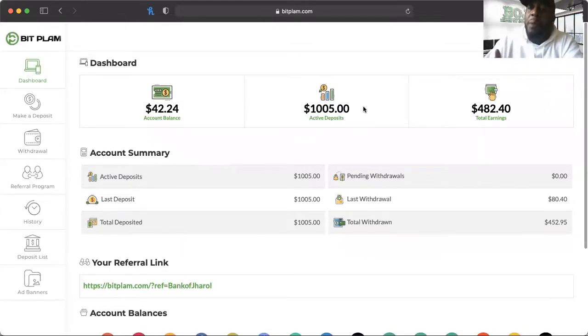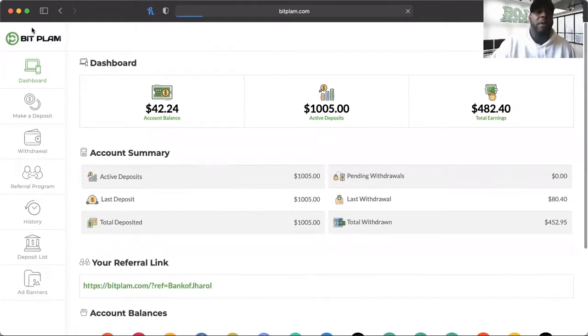As you can see, I have an active deposit of $1,000. I don't like to talk about things that I don't have my own skin in the game in. So Bitplam is something that I have a good amount of skin in the game in. Some that may be a lot, some that may be not enough, but it's comfortable for me, and that's what matters. So I have an account balance here.